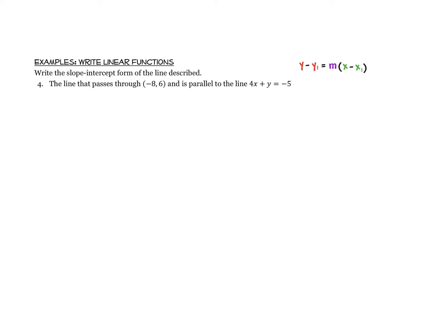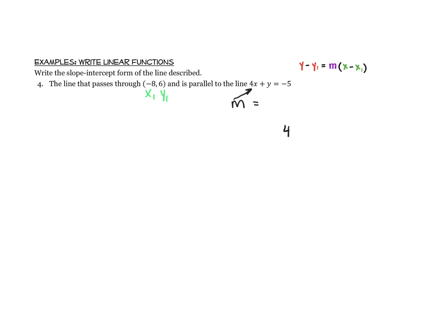Okay, good. Now let's take it a step further. It says the line that passes through negative 8, 6, and is parallel to the line 4x plus y equals negative 5. We're going to write the slope-intercept form. So the first thing we want to do is label our x1, y1. And we also want to find our m, because whatever the slope of this line is, it's going to be the same for the new line we're creating.